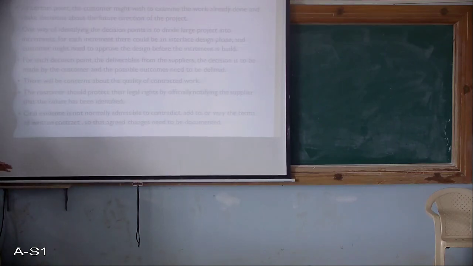So oral evidence won't work. It should be clearly mentioned in an agreement, in a contract, saying that this is the quality, this is the quantity, this is the price quoted. So when he is going to deliver that particular product, this is the quality I am expecting, these are the inputs, and I am expecting this output. Everything needs to be mentioned in a document.